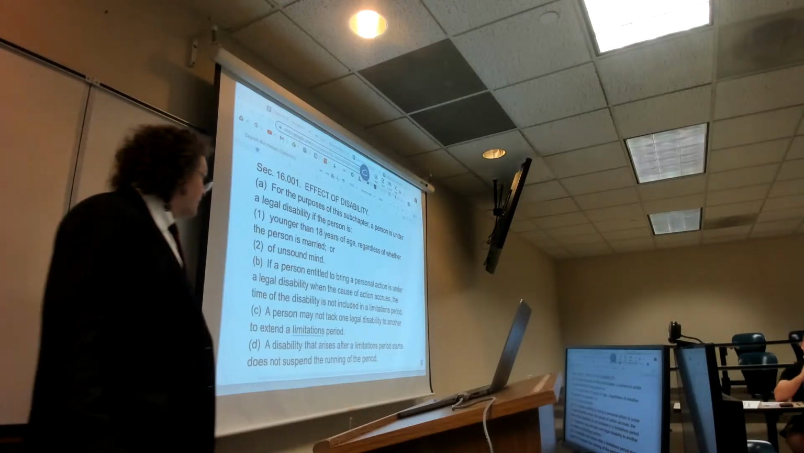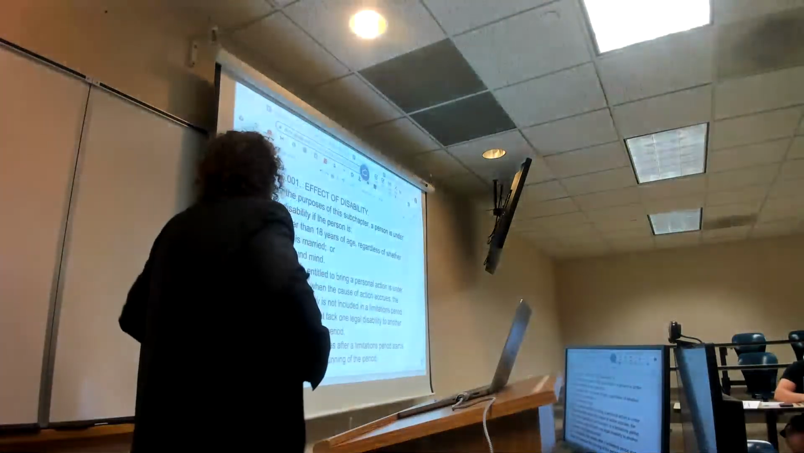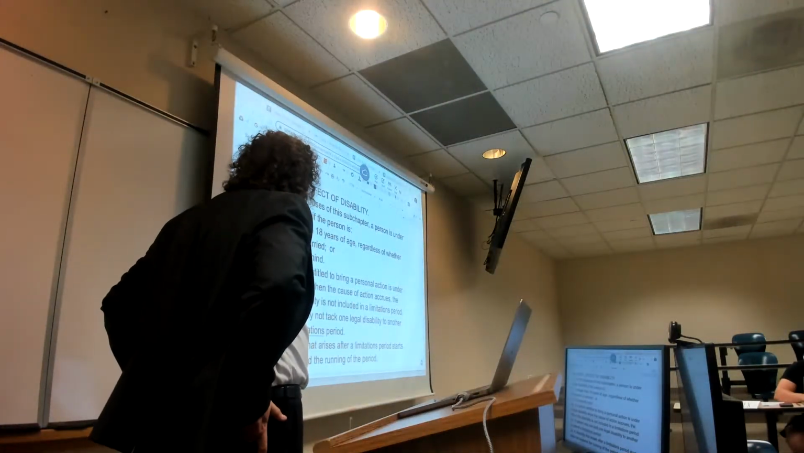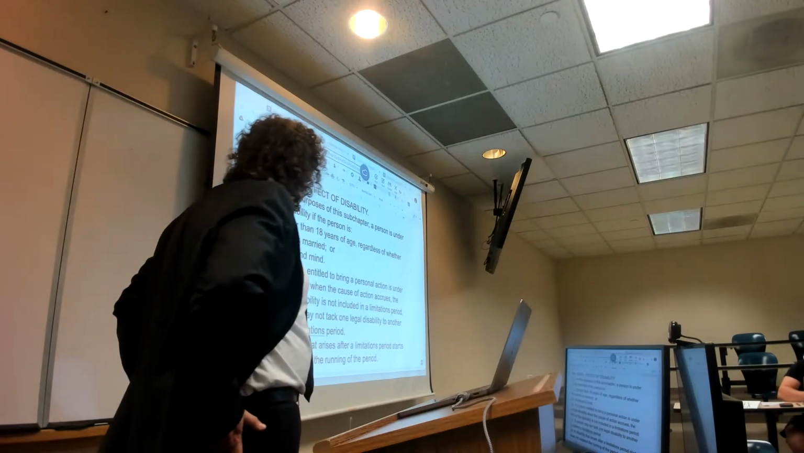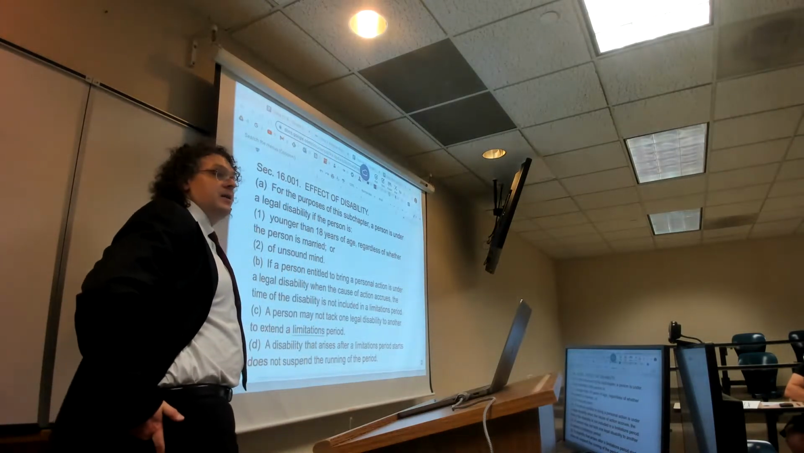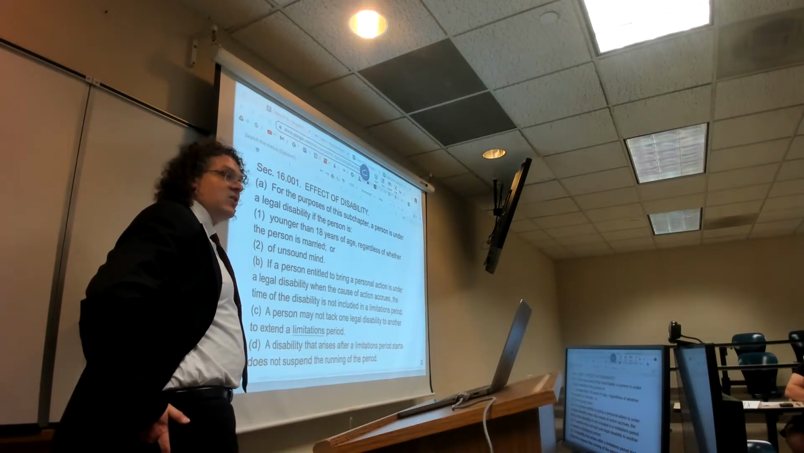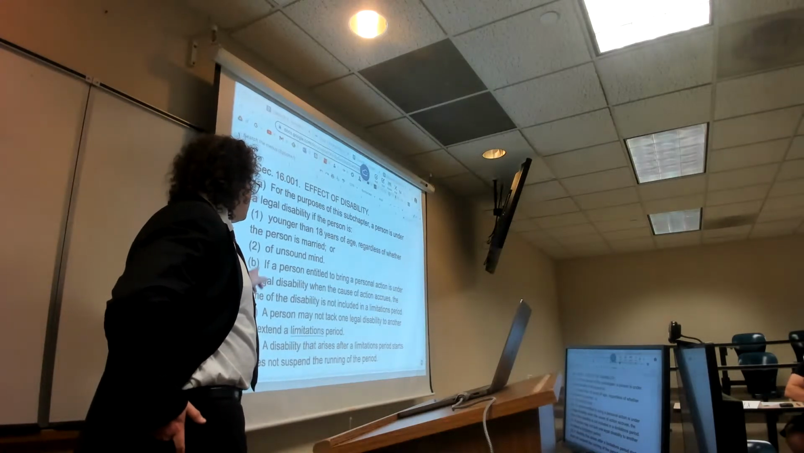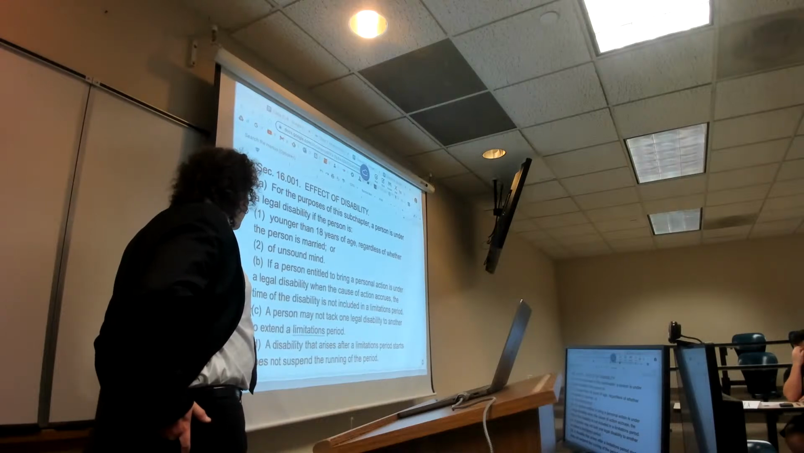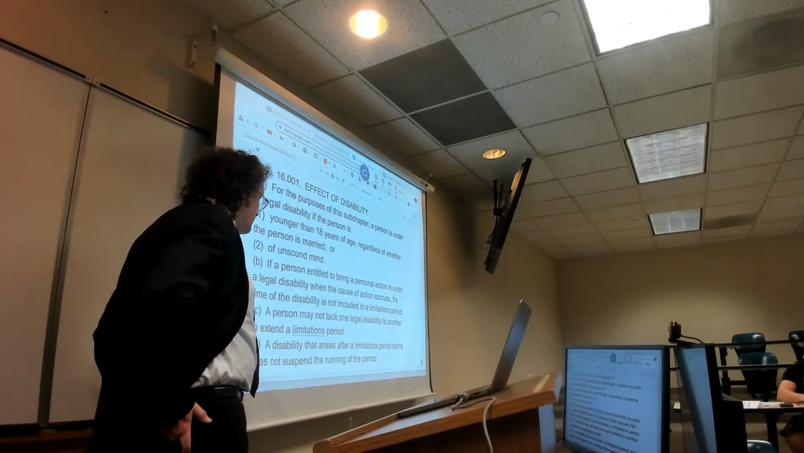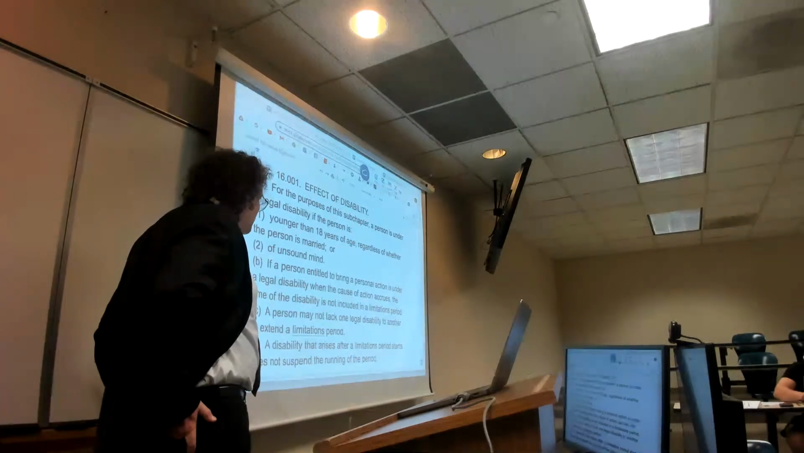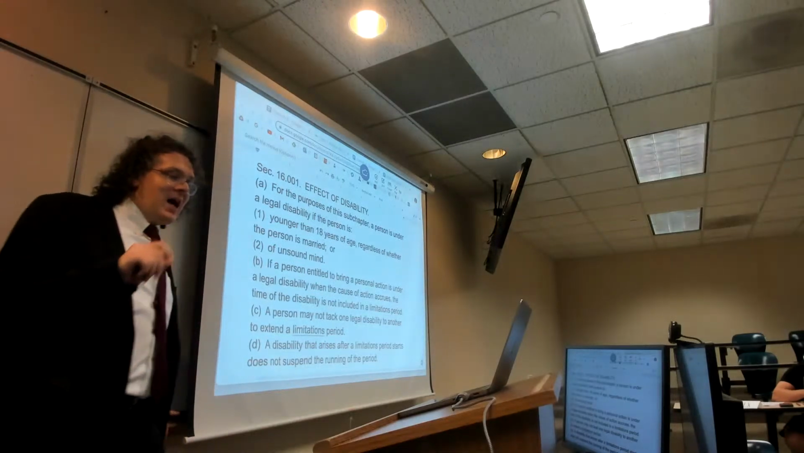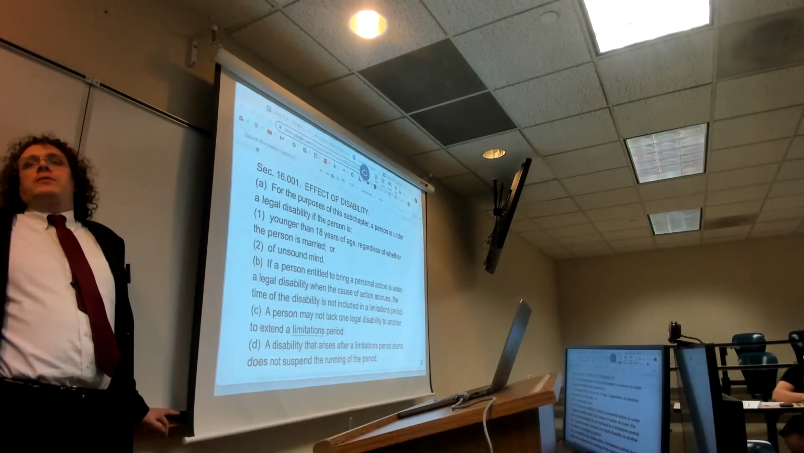All right, so let's read the statute. It says, for the purposes of this chapter, blah, blah, blah, a person is under a legal disability if the person is under the age of 18 or of unsound mind. If you fall into either of those categories, what happens? If a person entitled to bring a personal action is under a disability when the cause of action accrues, the time of disability is not included in the limitation period. Okay, what does that mean? The clock does not start.